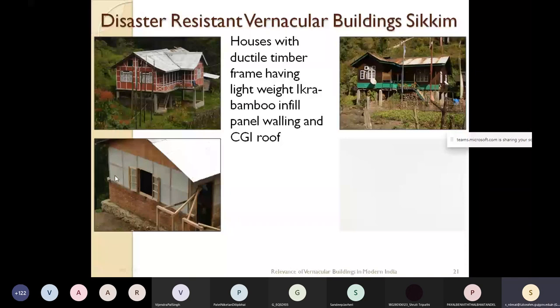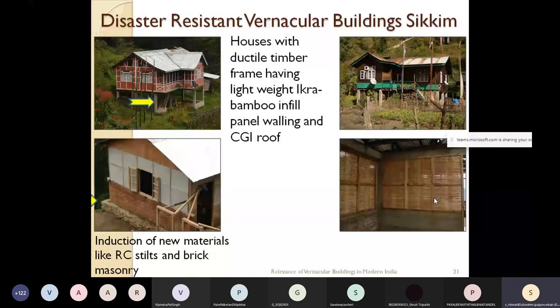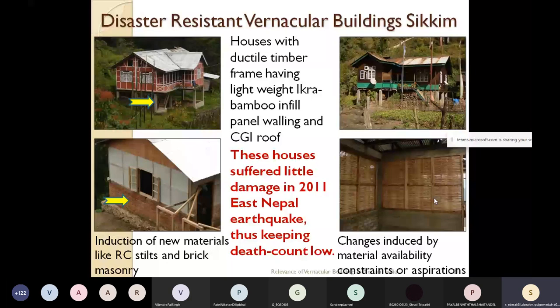All right. So new materials come, and of course they may have their advantages, they may have their disadvantages. But what is interesting is this: in the 2000 East Nepal earthquake, or what we probably call the Sikkim earthquake, there was very little destruction in these traditional buildings, and as a result, the death count was something like 80 people.